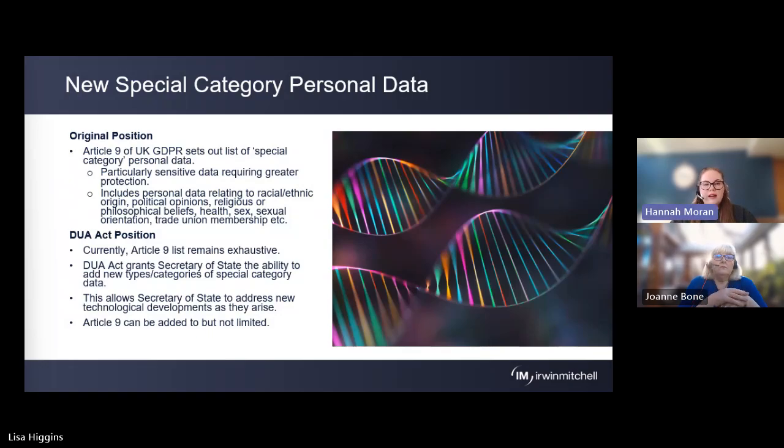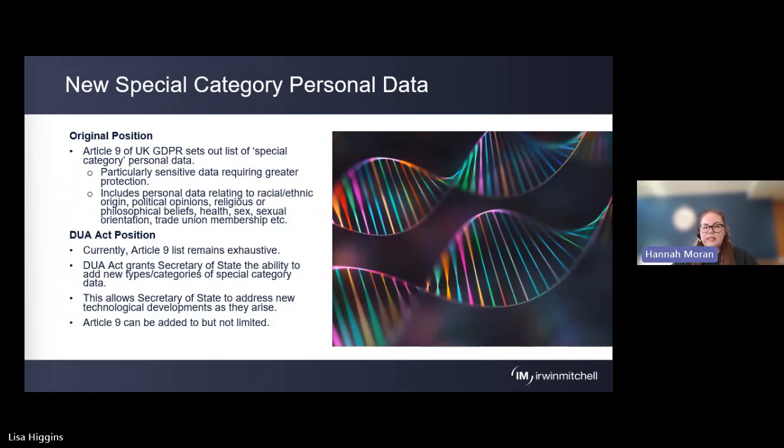Thanks, Joanne. So Article 9 of UK GDPR sets out what is classed as special category personal data. As Joanne mentioned earlier, this is personal data which is particularly sensitive and which therefore requires greater protection than ordinary personal data, which is things like your name, your address, contact details, things like that. And then Article 10 covers criminal offence and convictions data. So under the DUA Act, the Secretary of State has the ability to add new types or categories of special category data. So currently the Article 9 list is exhaustive, whereas this change allows flexibility.